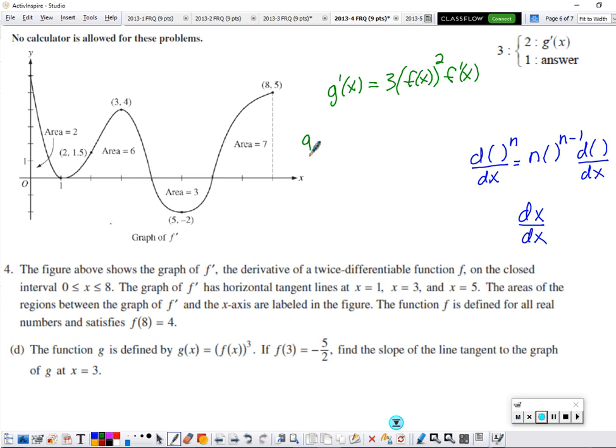So that means g prime of 3 is equal to 3 f of 3 squared times f prime of 3. That's 3 times f of 3, they gave it to me, negative 5 halves. Negative 5 over 2 squared. F prime of 3 is on this picture. F prime of 3 is 4. And I would stop right there and get your points. So that's 3 points.